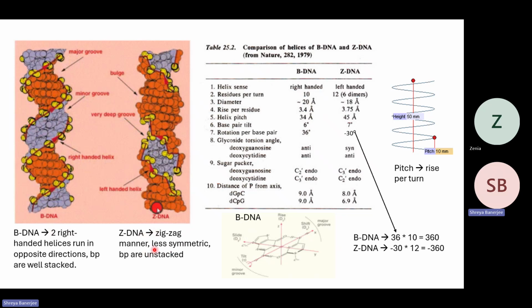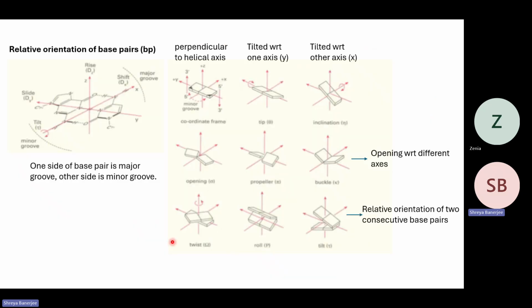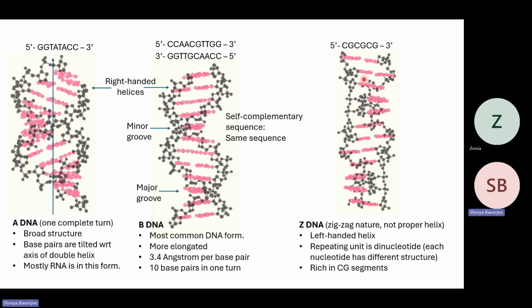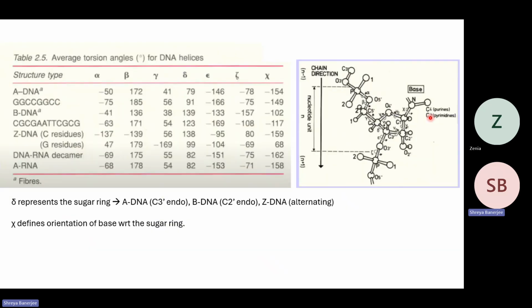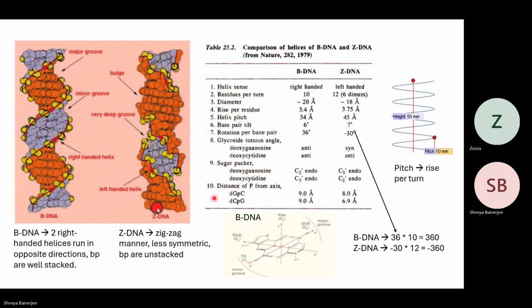And the base pairs are not very well stacked with respect to each other. So you can see stacking of base pairs is not very good. Here the base pairs are pointing outwards. Here they are pointing outwards. So stacking is not very good in zDNA. Another thing is bDNA is a right-handed helix and zDNA is a left-handed helix.